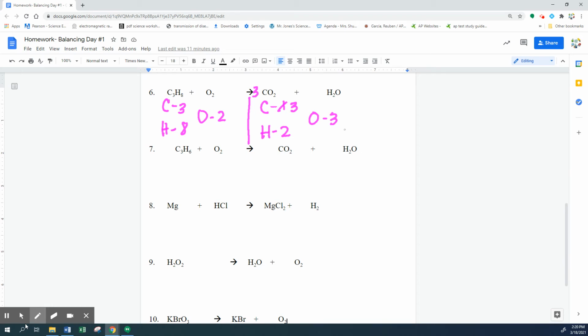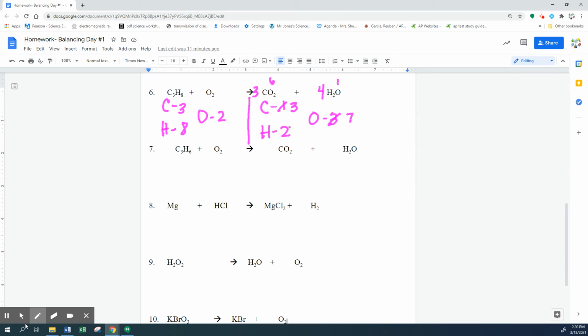That is going to change my carbon. It's also going to change my oxygen. Remember, I need to multiply here and then add on this one. So this is 6 and 1. So right now I have 7 oxygens. Next, I'm going to balance my hydrogen. 8 on the reactant side and only 2 on the product side. So I need to multiply by 4.